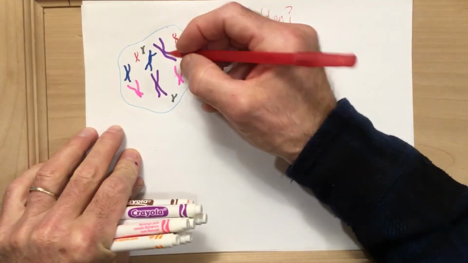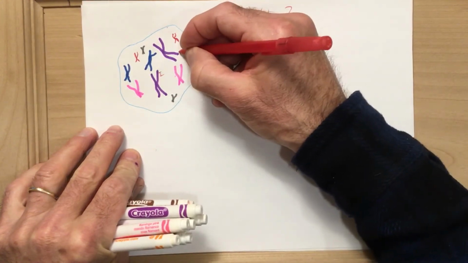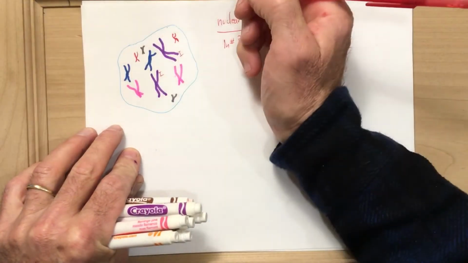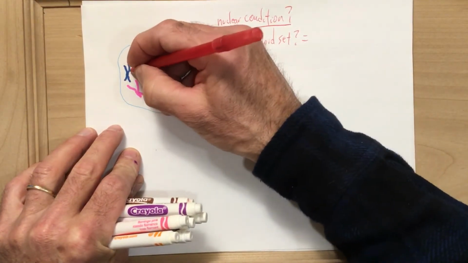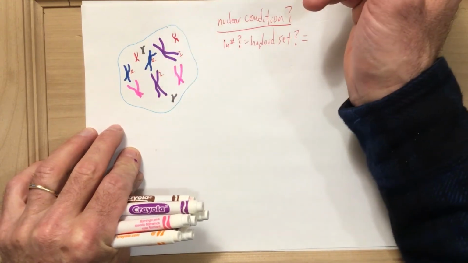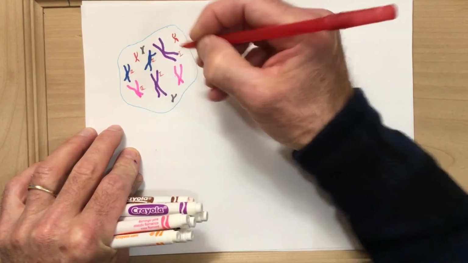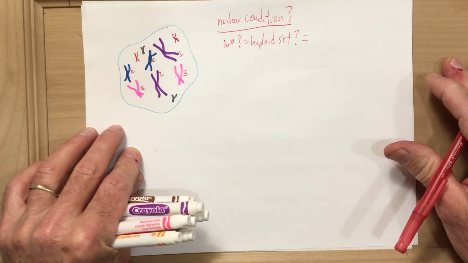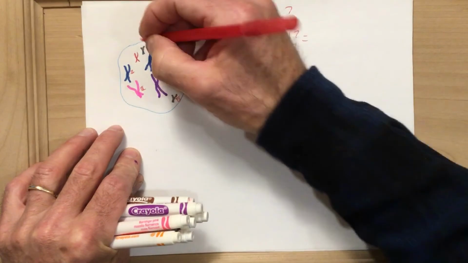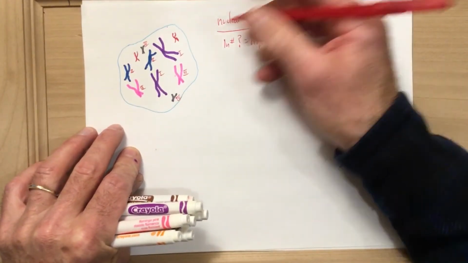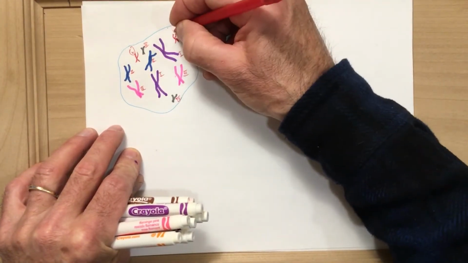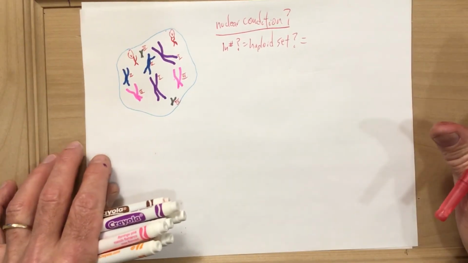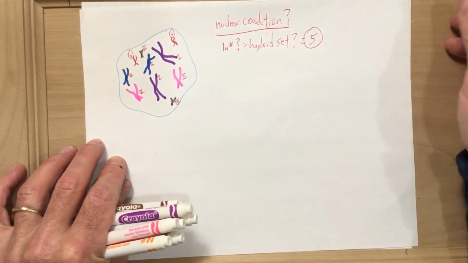Nuclear condition. I see 2 purple ones. I'm going to give them homologous numbers. I see 2 blue ones. I'm going to give them homologous numbers. I see 2 pink ones. I'm going to give them homologous numbers. I'm going to call those 3s. I'm going to call these guys 4s. Okay? Oh, I think I screwed up. And I'm going to call these 5s. Okay? So if I have 5 chromosomes that are entirely different, the haploid number is 5.